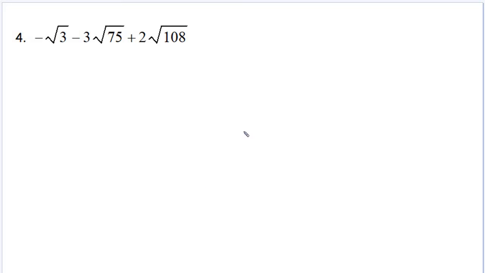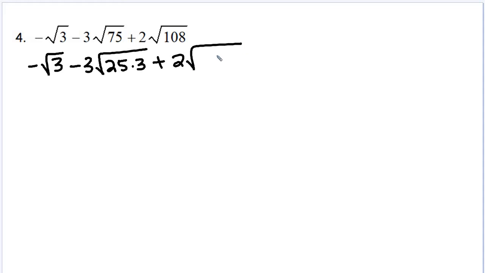Okay, so remember, to add and subtract radicals, the radical part has to be exactly the same. So first, there's nothing I can add and subtract here. So the next thing I'm going to try and do is simplify each radical. Because I know that I can't do anything with the square root of 3, I'm going to try dividing each of these radicands by 3 to see if it yields a perfect square. And for 75, it obviously does. 25 times 3 is 75, and 108 is also divisible by 3, and that is 36 times 3.